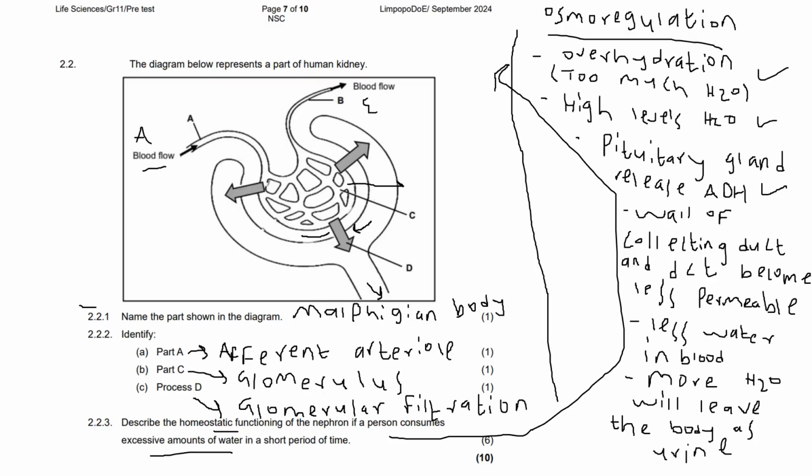This will cause the walls of the collecting duct and distal convoluted tubule to become less permeable. That will be another point. Therefore, less water will remain in the blood. Now, more water will leave the body as urine.